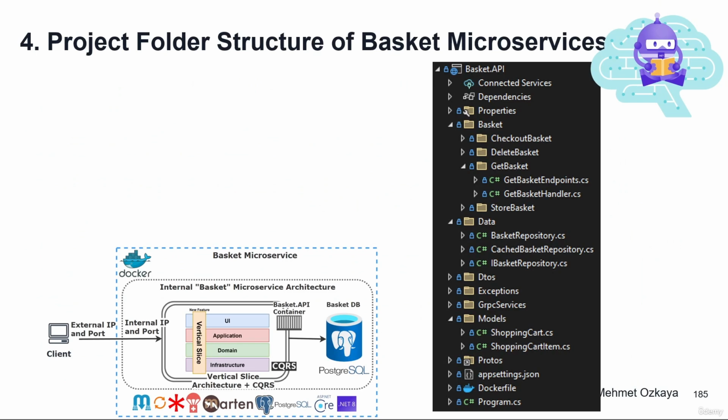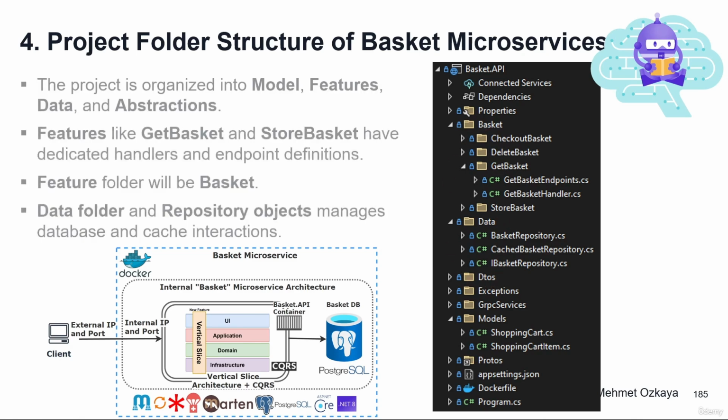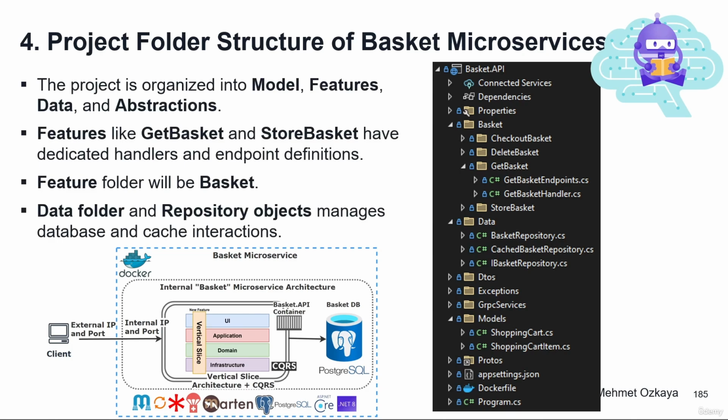You can see the folder structure in here. We will follow this vertical slice architecture, and this project is organized into model, features, data, and abstractions folders. Feature folders like get basket and store basket have dedicated handler and endpoint definitions. The feature folder will be basket in our case, and we will also have a data folder, and repository objects manage the database and cache interaction.